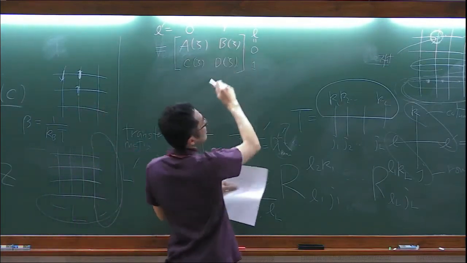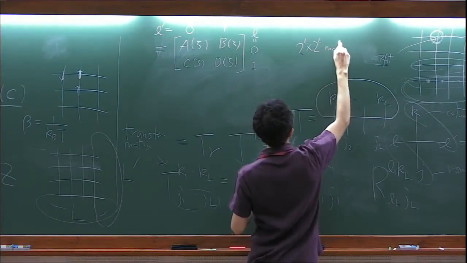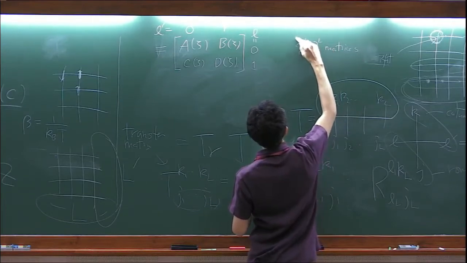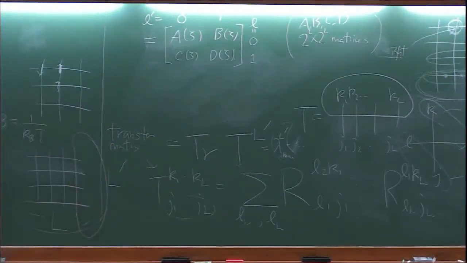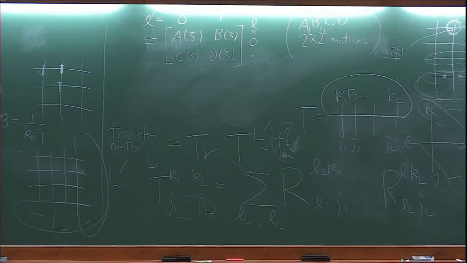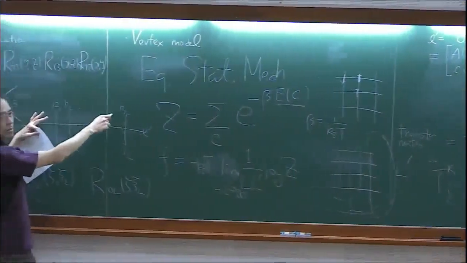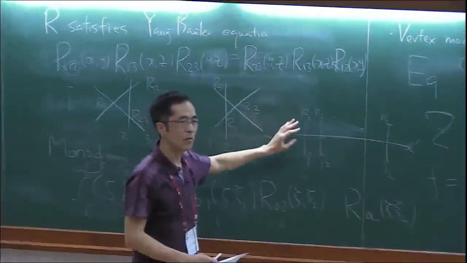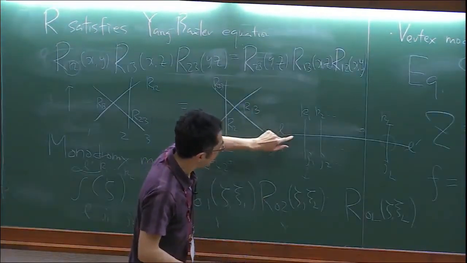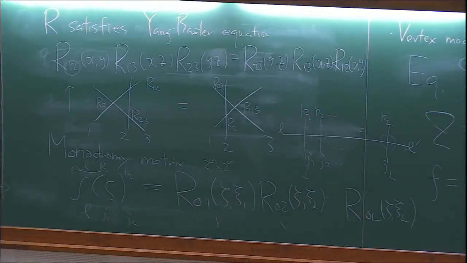Okay. And A, B, C, D are 2 to the power L times 2 to the power L matrices. So if we specify these values, L and L prime, to be either 0 or 1, then the indices for the matrices are these and these. It corresponds to the fact that we are now considering a 2 to the power L times 2 to the power L matrix. But we can specify L and L prime to be either 0 or 1, so they can be represented as a 2 by 2 matrix.